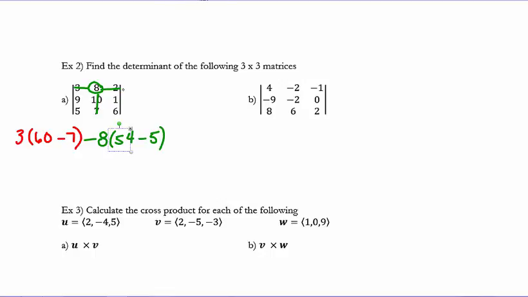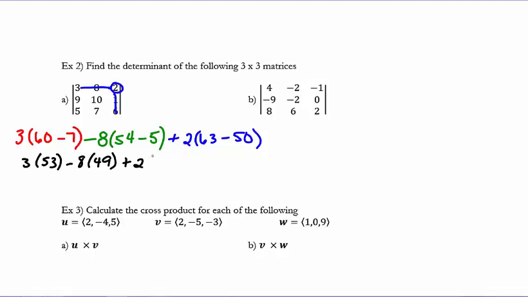And then last but not least, you go to the 2, and I circle it, eliminate its row and column, plus 2 times 9 times 7 is 63, minus 10 times 5, which is 50. And that is going to get your determinant. So I have 3 times 53 minus 8 times 49 plus 2 times 13, which is going to be what? 159 minus 8 times 49 is 392.